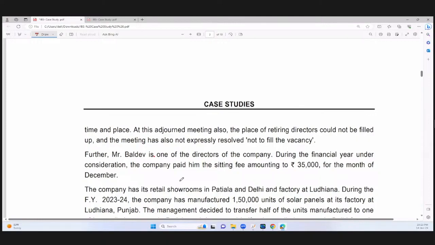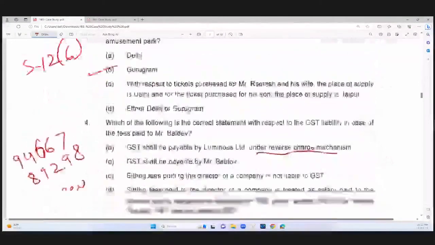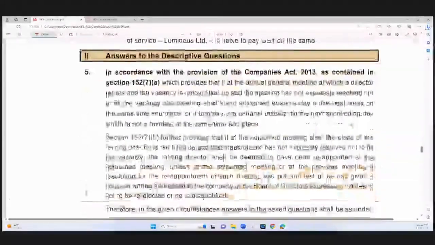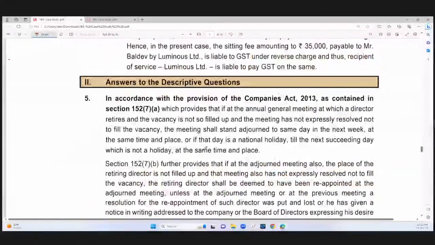अब इस case में क्या होगा? So we will look at the provisions of this section. In accordance with the provisions of Companies Act 152(7)(a), which provides that if at the AGM at which a director retires the vacancy is not filled up, the meeting will adjourn to the next week, same time, and if it's a public holiday, then the next succeeding day which is not a public holiday. It is stated in the provisions.